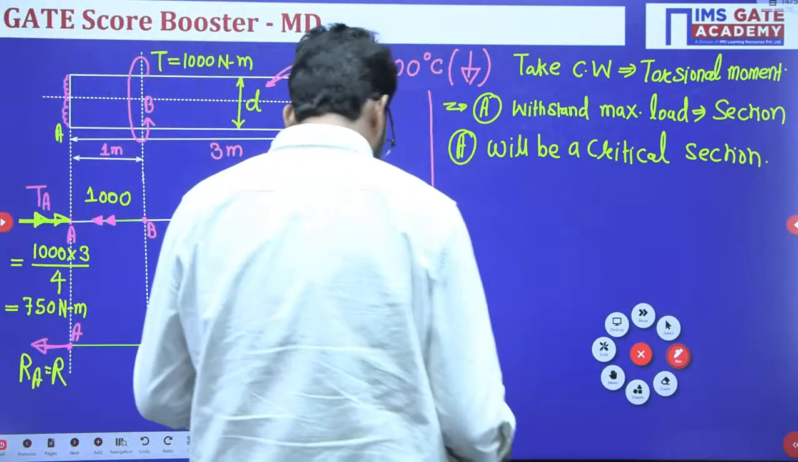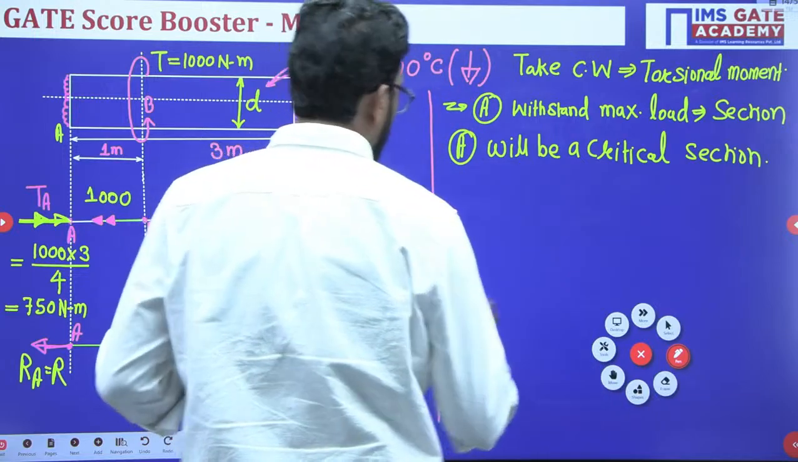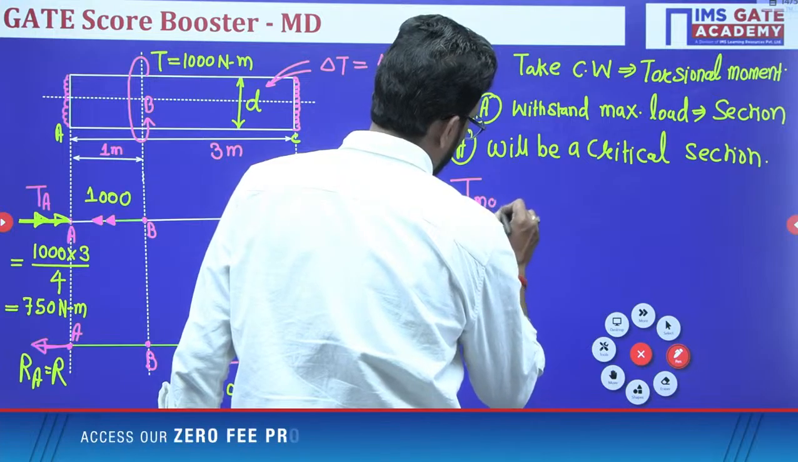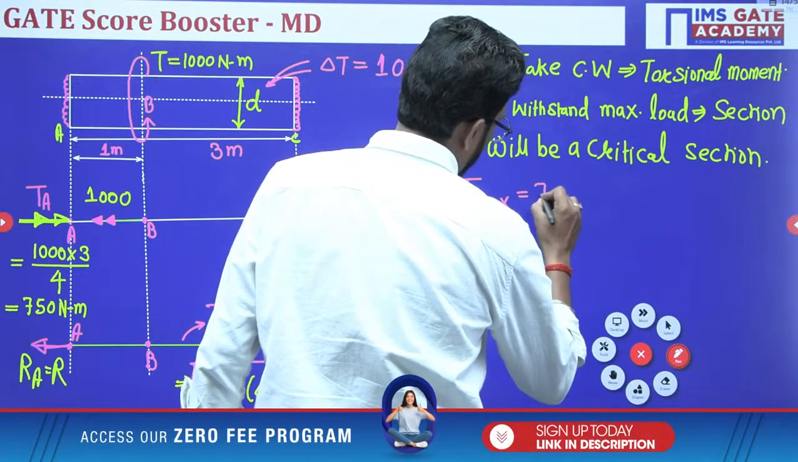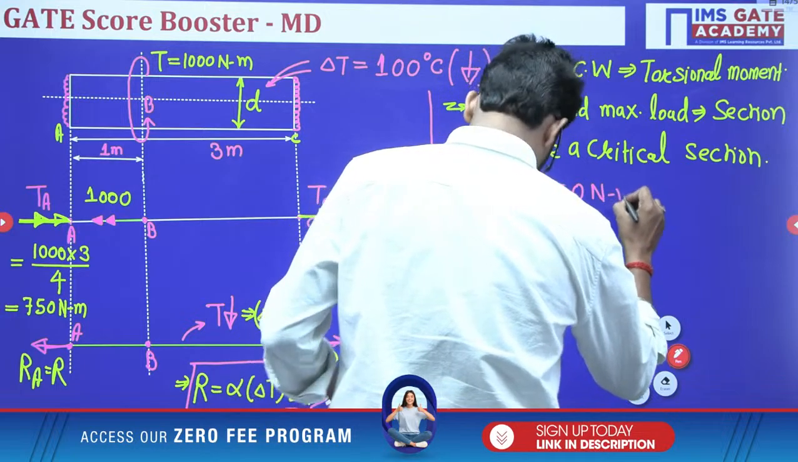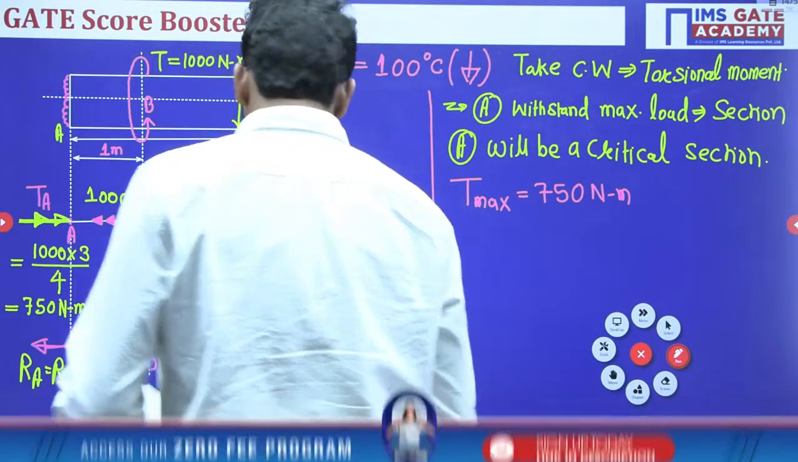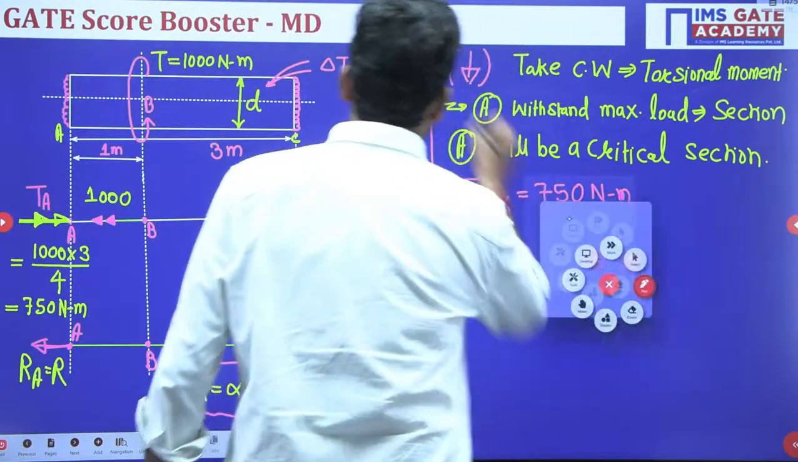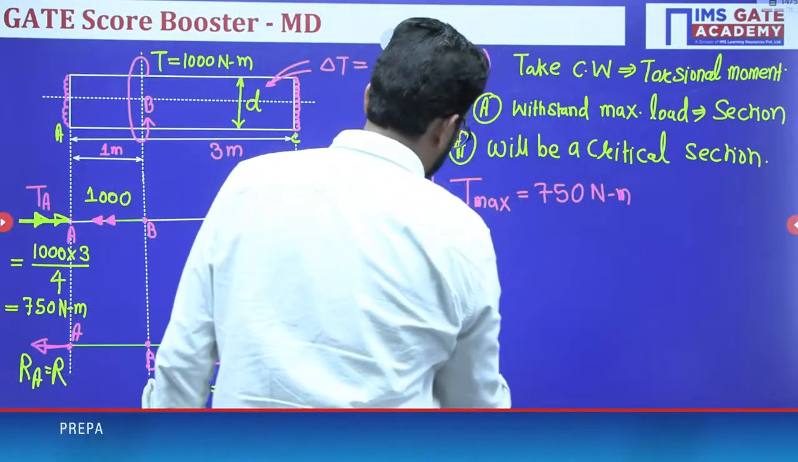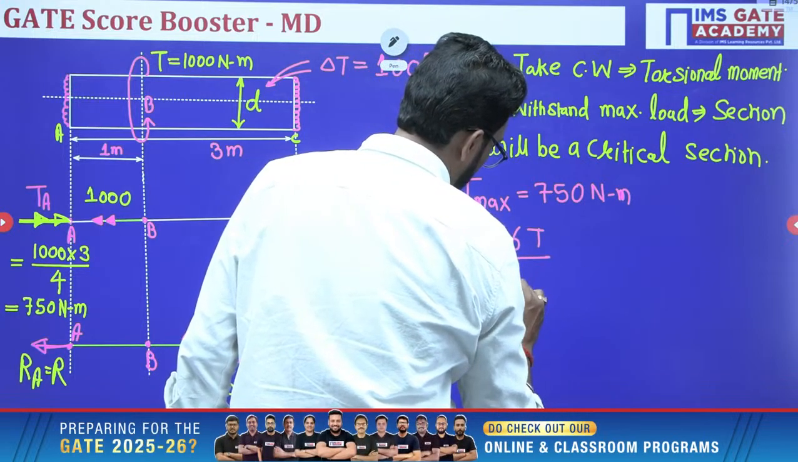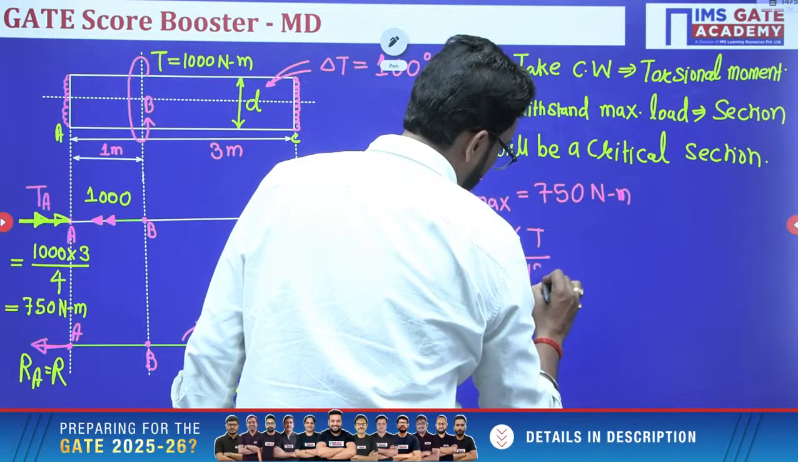Okay. So what is the maximum torque? 750 Newton meter. So this is the maximum torque. So from this maximum torque, what is the torsional shear stress? Tau equals 16 T divided by pi d cubed.